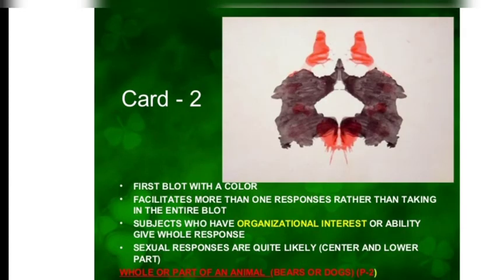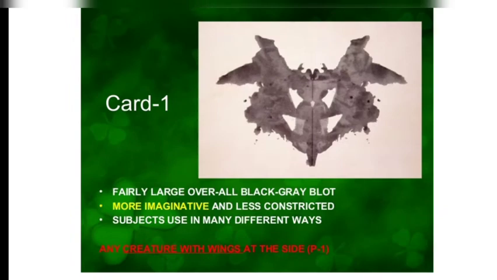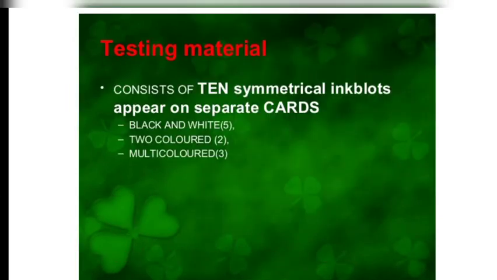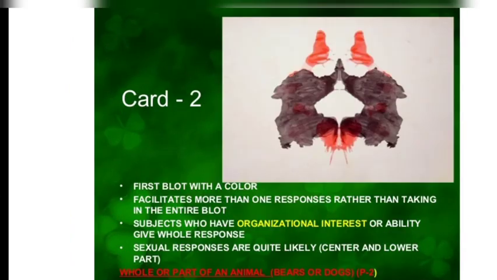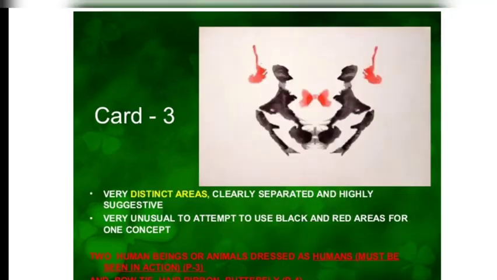And this is the second card, which would be the first blot with color. We saw there are 10 cards, right? Two are in color, so this is the first one in color. It facilitates more than one response rather than an entire blot. It is like an organization interest, or the ability to give the whole response. Mostly a whole or a part of an animal, a bear or dog, would be the response.